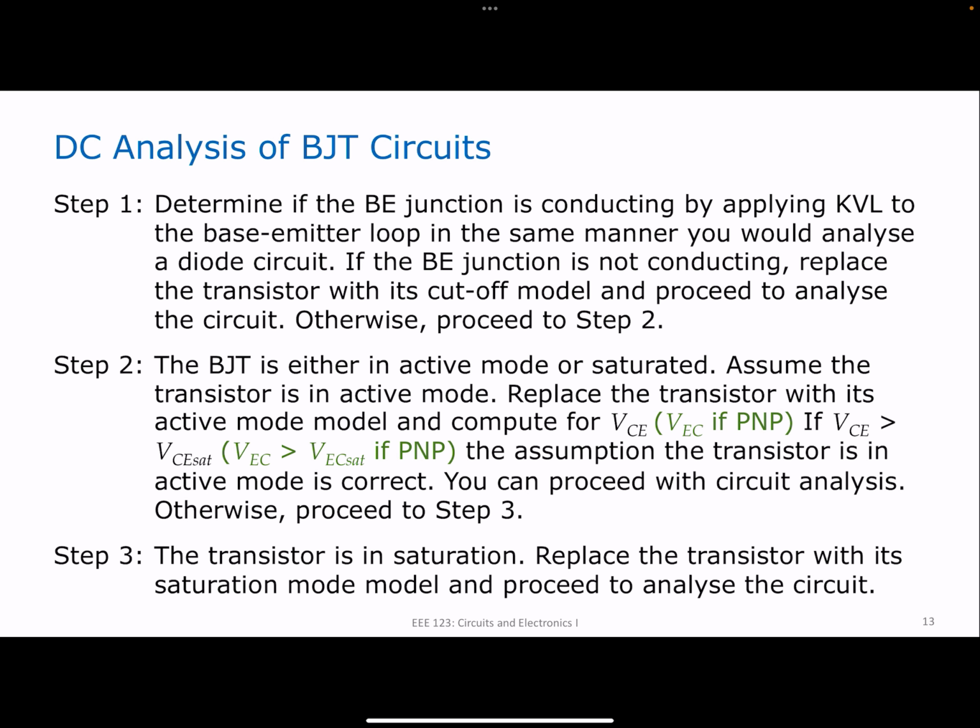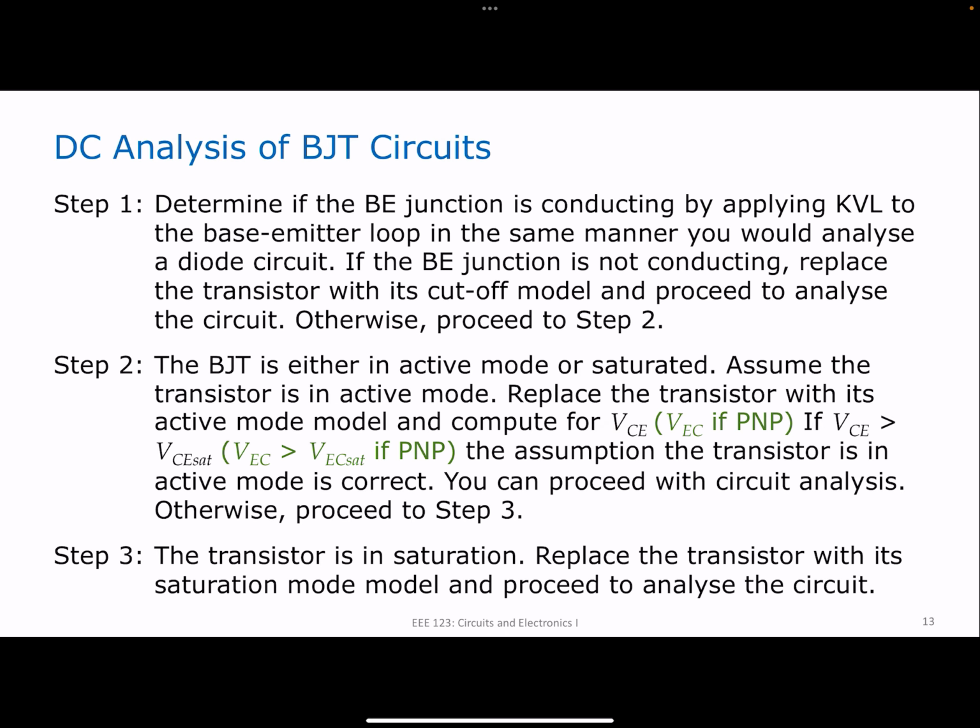Otherwise, the transistor will be in saturation. When is the transistor in saturation? If the VCE you computed here is going to be less than VCE SAT. Because VCE SAT is the minimum voltage that can exist between your collector and emitter. It cannot exist at a smaller voltage than VCE SAT. So that is the minimum voltage that can exist between your collector and emitter. If you find in your computation here in step 2 that you computed a smaller voltage, then that means that your transistor is already in saturation. You replace the transistor with its saturation mode model, and then you proceed to analyze the circuit.